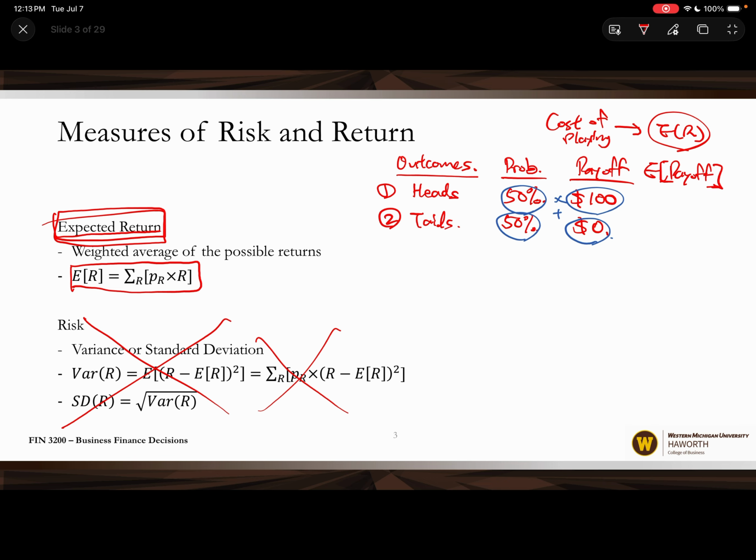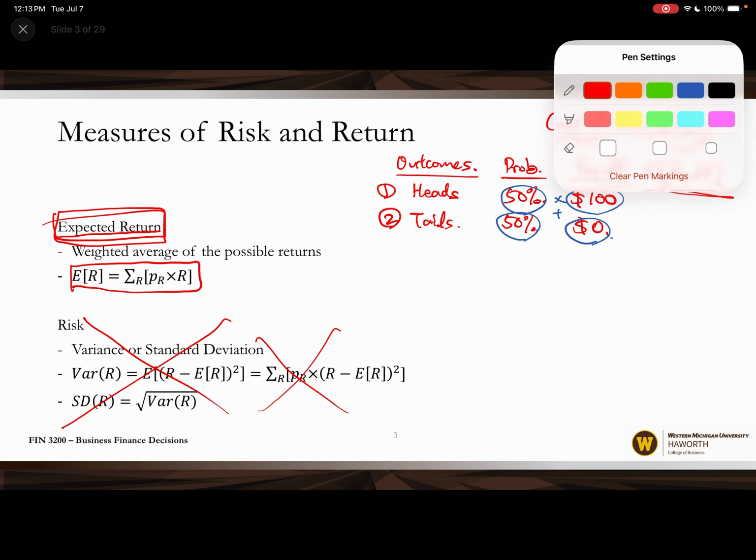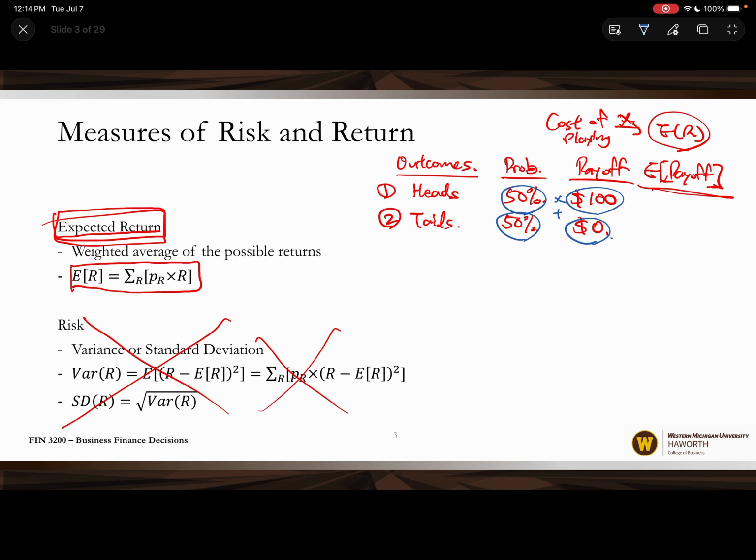So it's not an expected return yet, but the expected payoff of the game is 50% times 100 plus 50% times 0, which is just $50, right? So here I'm just showing you that we're doing the weighted average: the probability times the outcome, probability times the outcome.